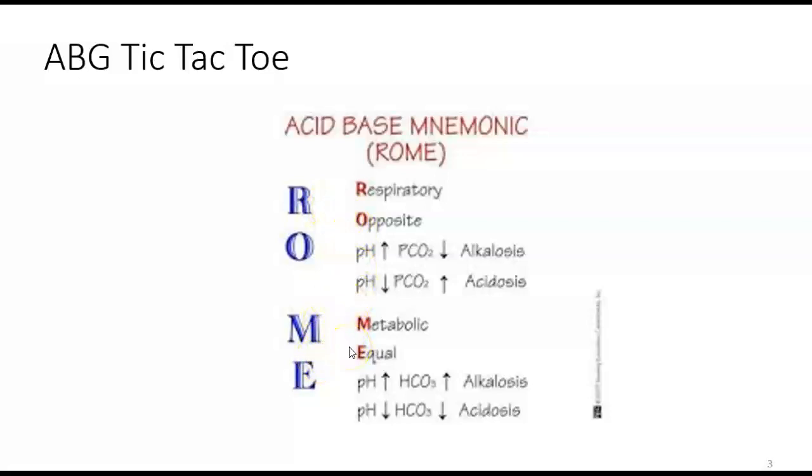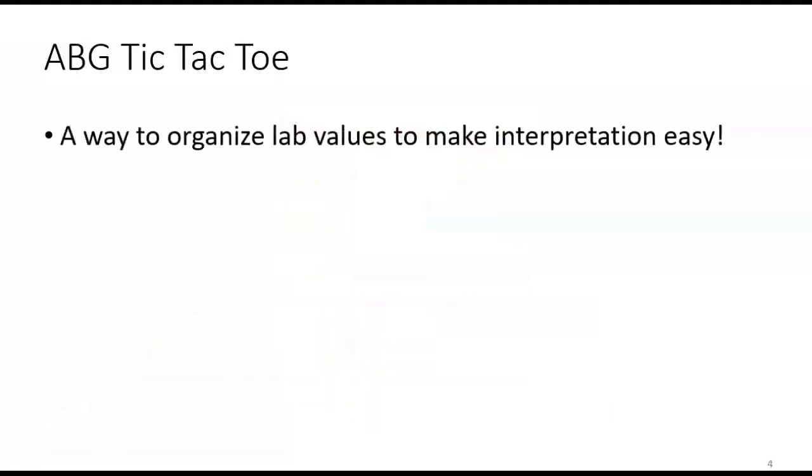We're going to use the tic-tac-toe method. It's a good visual, and in the future we're going to take it a step further to look at the lab values and determine if the patient is uncompensated, partially compensated, or fully compensated, which just using ROME, we can't figure that out. But this is a quick way where you can use ROME, look at the scenario, see if we have respiratory opposite, metabolic equal to try and determine what's going on with the patient. I personally feel that this ABG tic-tac-toe method is the easiest way to organize lab information to make it very clear as to what the patient is experiencing, whether it's a metabolic or respiratory, acidosis or alkalosis.